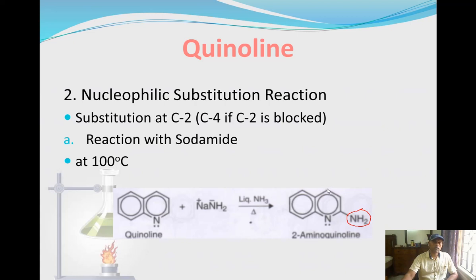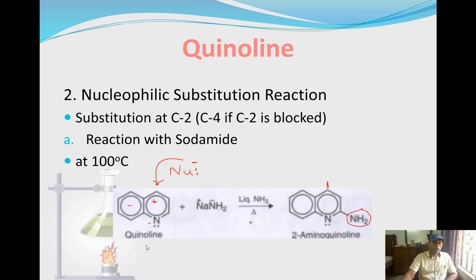Then it is going to take place at C4. That is here. Now, why is the attack going to take place on the pyridine ring? As I told you earlier, this is a little positive, and here it is negative, and this ring is completely negative. The nucleophile is negatively charged, and it is going to attack on the pyridine ring.